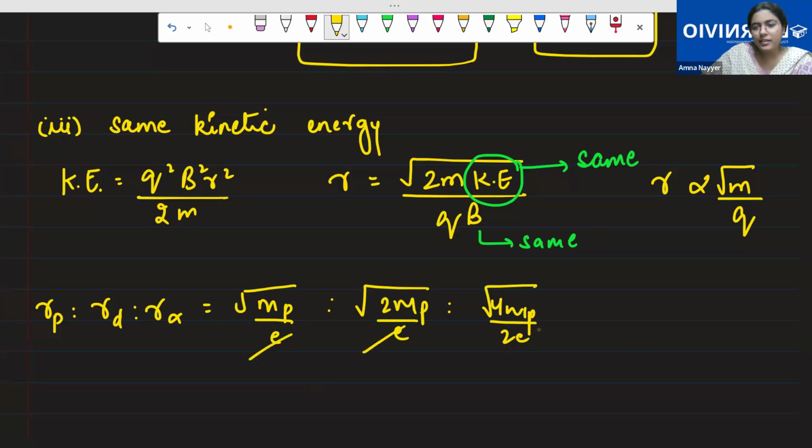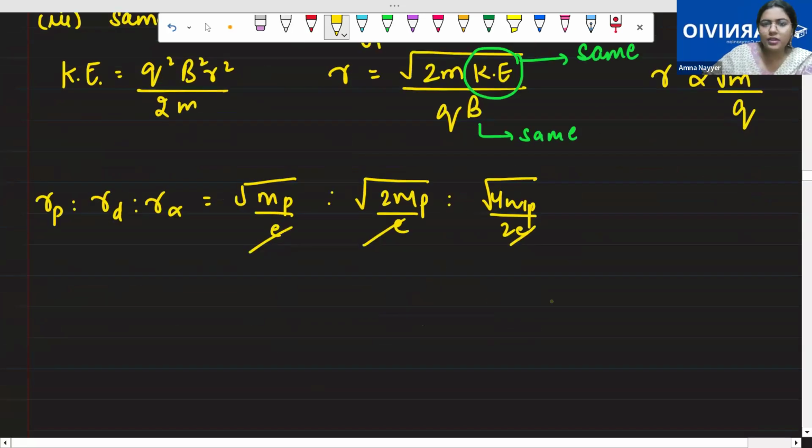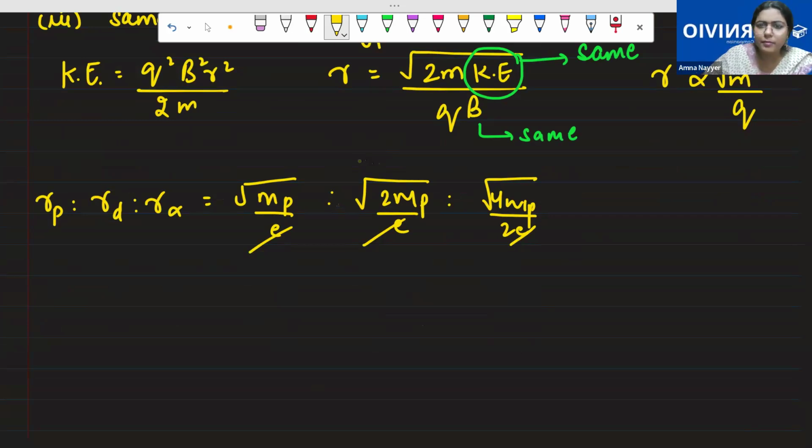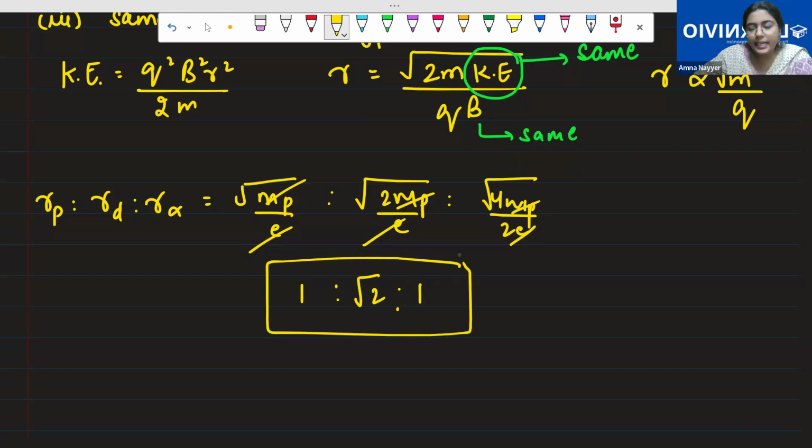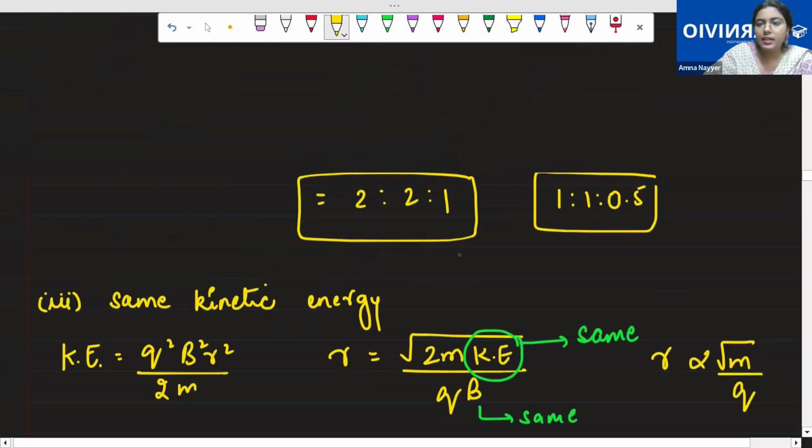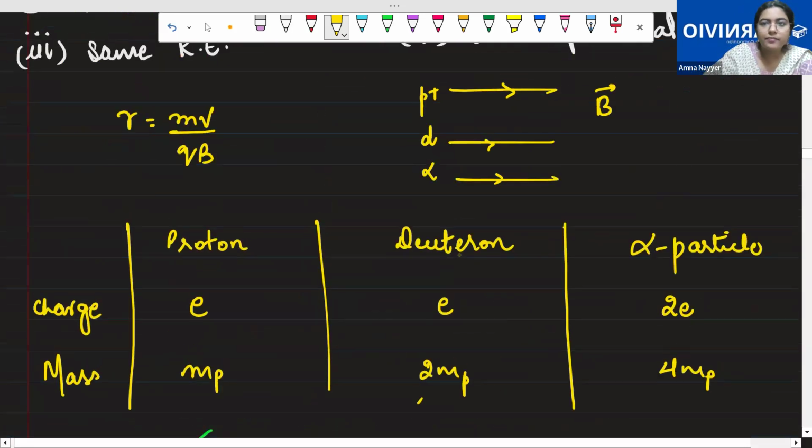That's why I say remember these values. It's better, because what if it's not mentioned in the exam? These things are somewhat mentioned in your NCERT, so you should remember it. Now root mp will be cancelled. What are we left with? This is 1, this is root 2, root 4 is 2, 2 by 2 is 1. So this will be 1 is to root 2 is to 1. Same kinetic energy is clear?